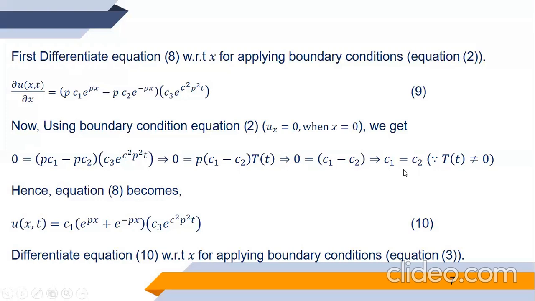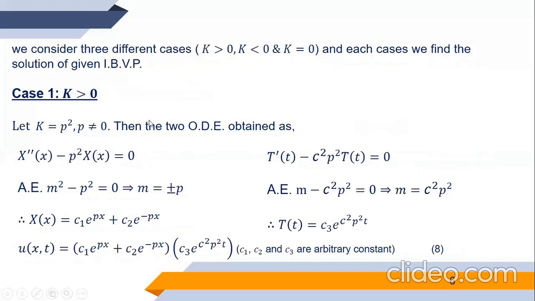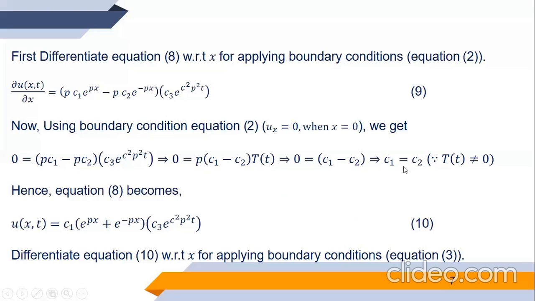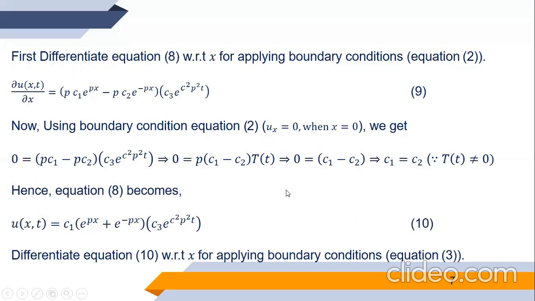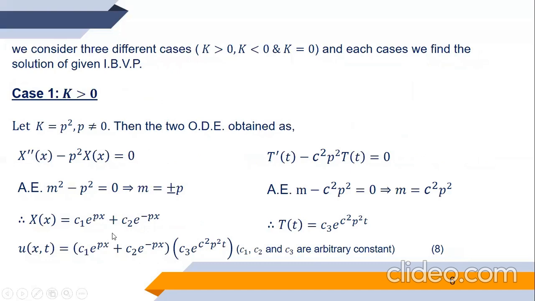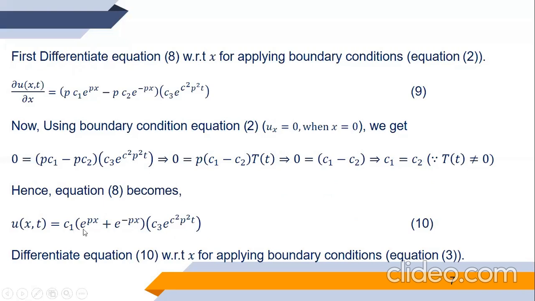So we apply the first boundary condition for the k greater than 0 case. We get c1 is equal to c2. Now we input this c1 is equal to c2 in equation 8. Then equation 8 becomes u(x,t) is equal to c1, since c1 is common, therefore c1 (e raised to px plus e raised to minus px) into c3 e raised to c square p square t, which is called equation number 10.